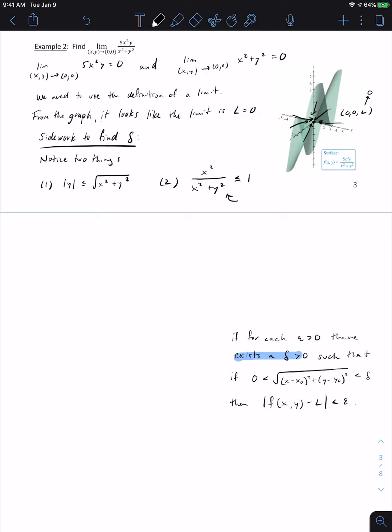Well, think about it. I know that if it was x squared over x squared, it'd be equal to 1, right? But it's not. We're adding y squared in the denominator. So we're adding something in the denominator, which makes the denominator a little bit bigger than just x squared. So that makes the whole thing a little bit less than 1. Right? So we have these two facts here that we needed to notice.